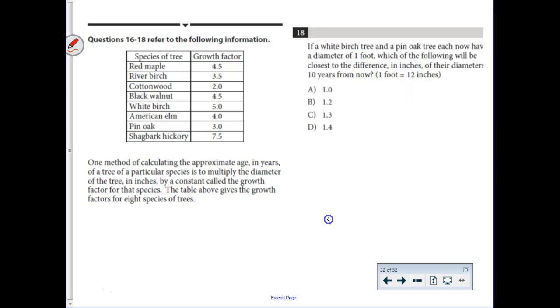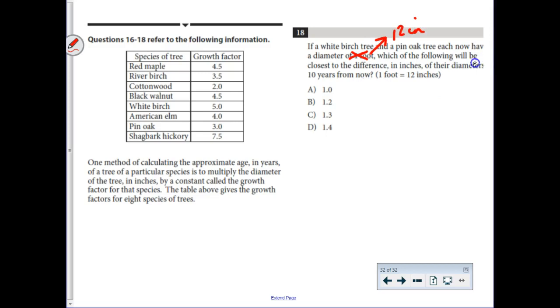All right, so one more of the tree questions. I got a lot of writing on this one. The white birch tree and a pin oak tree each now have a diameter of 1 foot. Now right away, why do they have to do that to me? 1 foot? Why is that a problem? It's in inches. So right away, I'm going to do a quick little, nope, 12 inches.